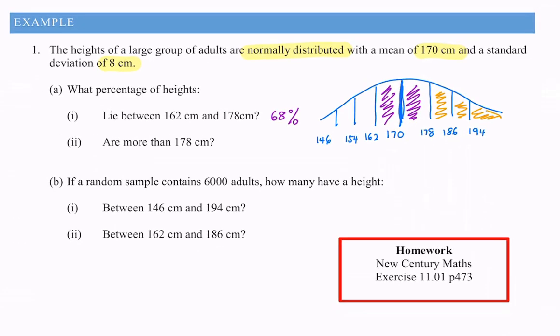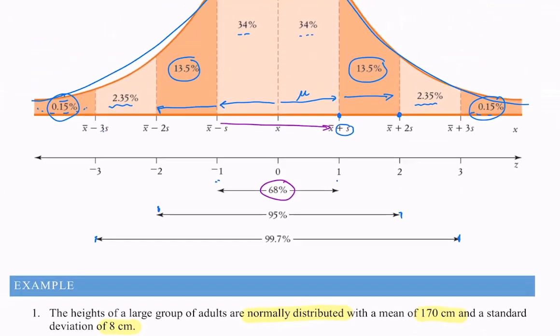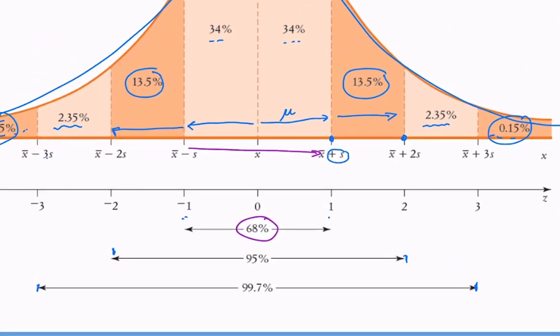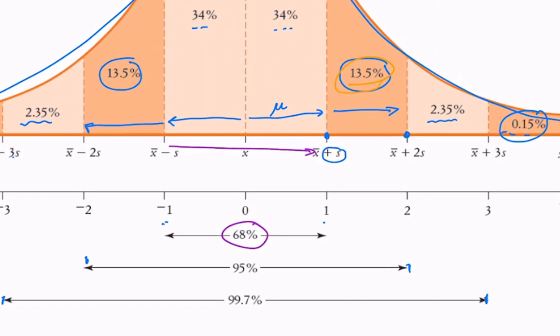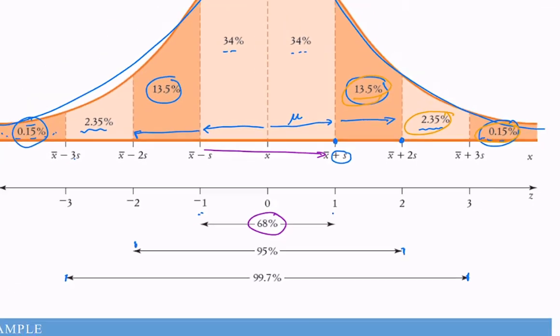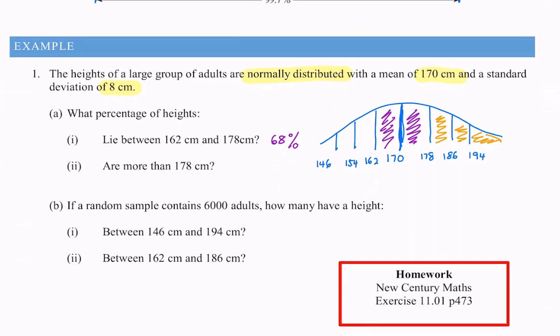We can go back to our curve. We're looking above one standard deviation. Above one standard deviation is that 13.5, the 2.35, and the 0.15. So I'm just going to add those three numbers together: 13.5%, 2.35%, and 0.15%. Altogether I get 16%.